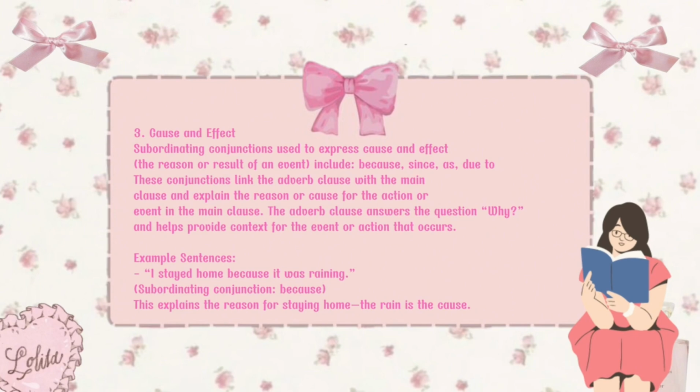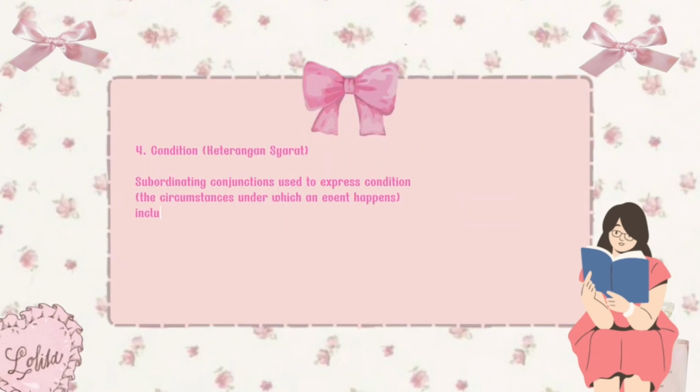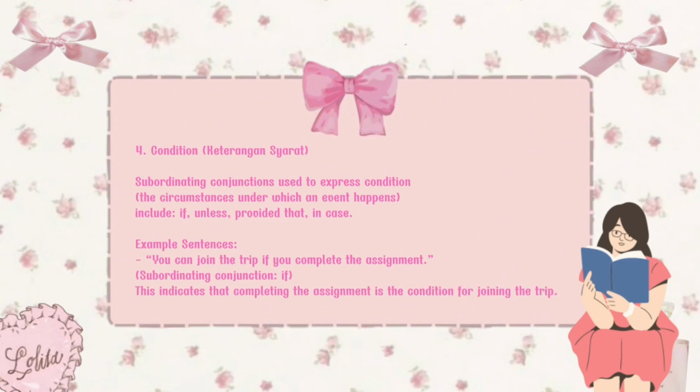For example, I stayed home because it was raining. The subordinating conjunction used is because. This explains the reason for staying home. The rain is the cause. And the fourth is conditions.